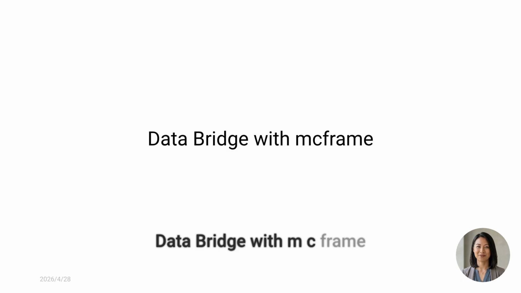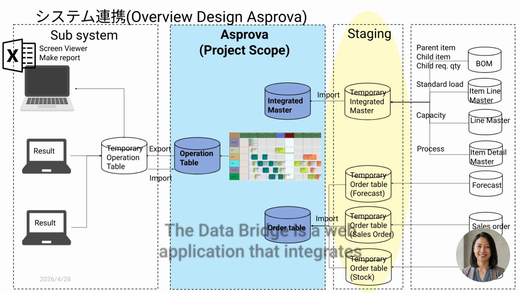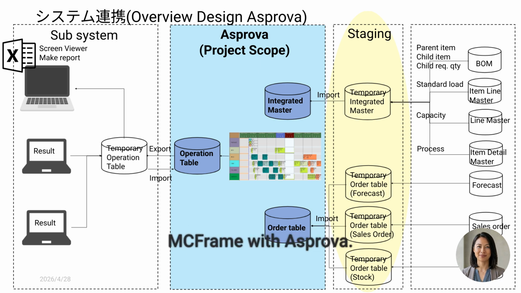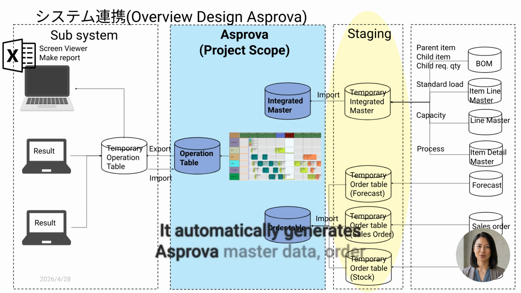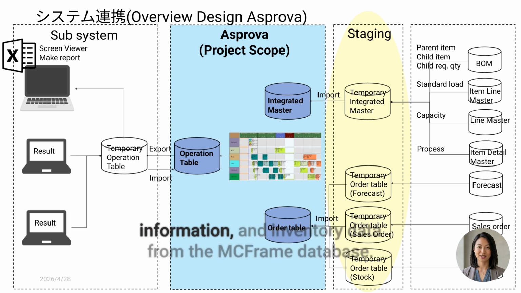Data Bridge with MC Frame. The Data Bridge is a web application that integrates MC Frame with Asprova. It automatically generates Asprova master data, order information, and inventory data from the MC Frame database.